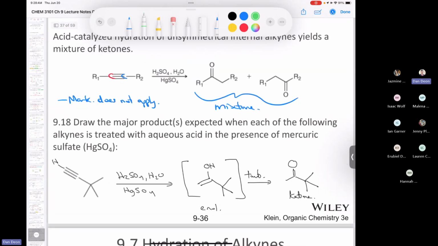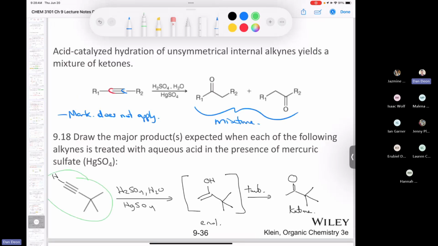Okay, so from the last slide, if we're starting out with this terminal alkyne here, we're treating it with sulfuric acid, water, and mercuric sulfate. We follow the rule, the rich get richer. This carbon is the one that has the hydrogen, so now it has a total of 2 hydrogens, and it also has the hydroxyl, but that's an enol, and then it undergoes tautomerization to give us the methyl ketone. Does that help a little bit? Okay, cool. All right, let's move on from there.